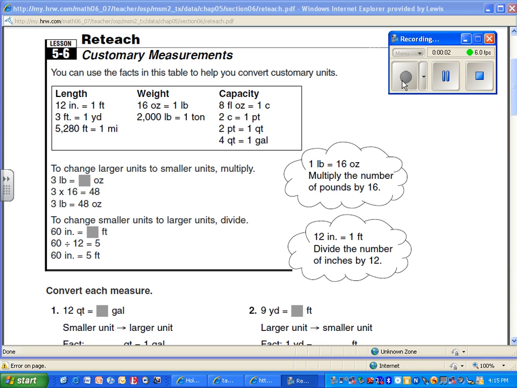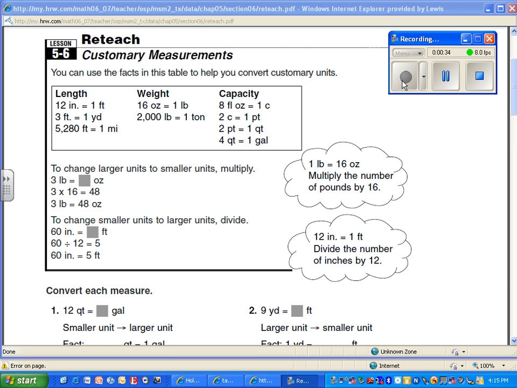All right, here's Ms. Whitaker, and I wanted to go over the notes from 5-6 on customary measurements. You may be wondering, why are we doing measurements in the middle of proportions? But we're actually using proportions to solve or make predictions on these different measurements. A conversion rate is going to be one half of our proportion. It's going to be the ratio that we know, and then we're going to use that ratio to make a prediction about another equivalent ratio.